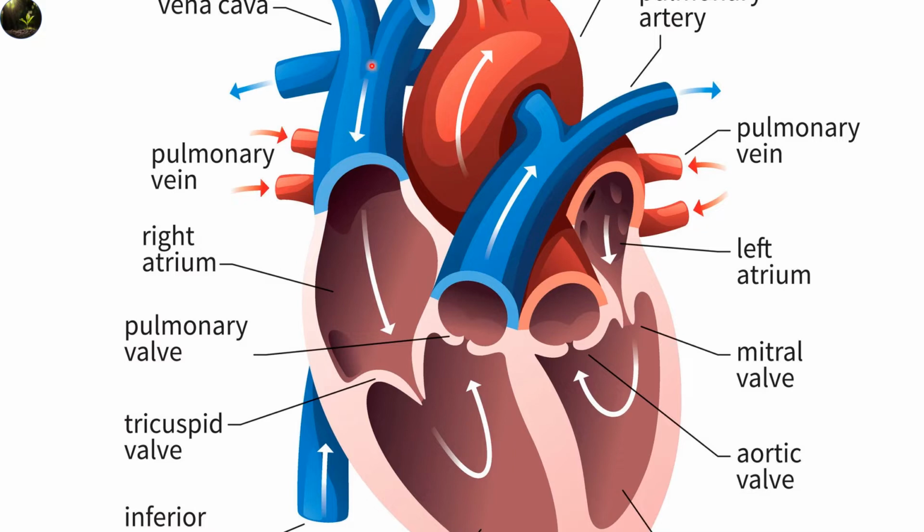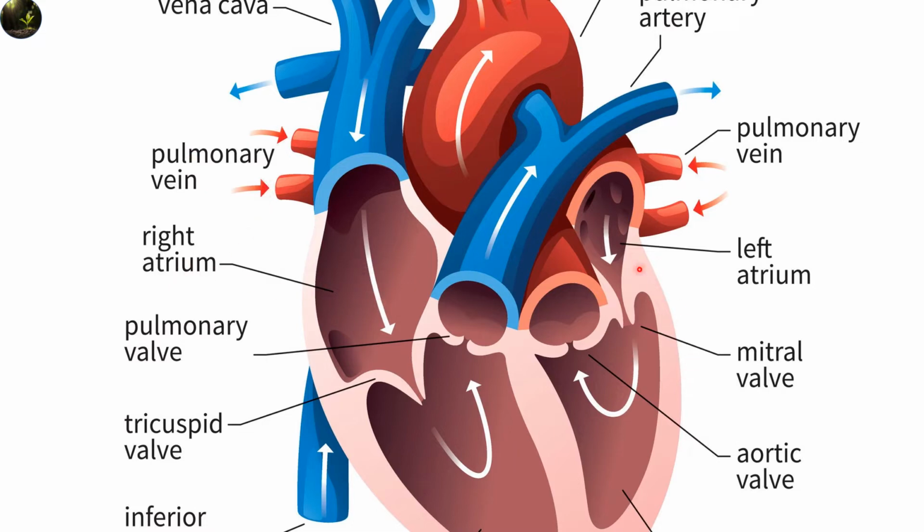Here this blood vessel, which blood vessel is this? Superior vena cava. Then this one, inferior vena cava, pulmonary artery. Then you can see here this is aorta. Then two pairs of blood vessels coming from the lungs. Which is that? That is pulmonary vein.